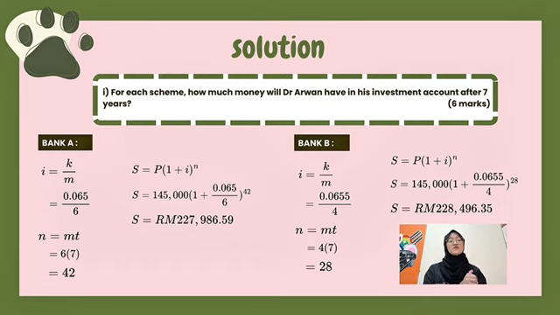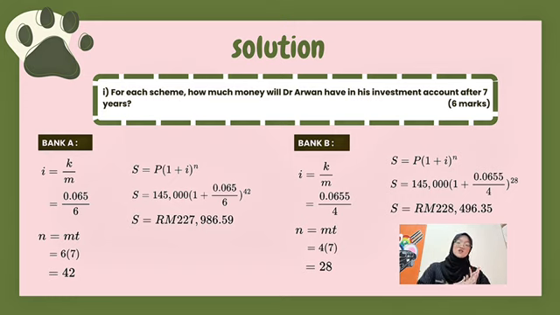With the information given, we will insert them into the equation, which is S equals 145,000(1 + 0.065/6)^42. With that, we will get 227,986 ringgit and 49 cents. As for bank B, we will use the same solution as bank A. Find the i, n, and put them into the equation. For i, we will put k over m, which is 0.0655 divided by 4. And for n is m multiplied by t, which is 4 multiplied by 7, and we will get 28.